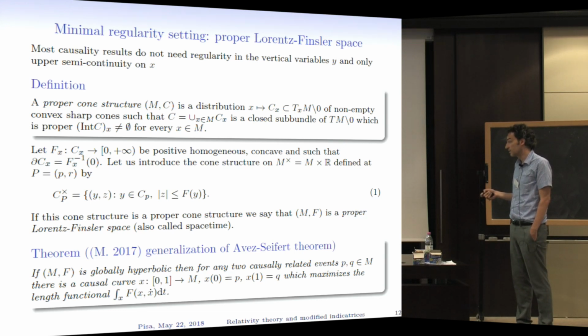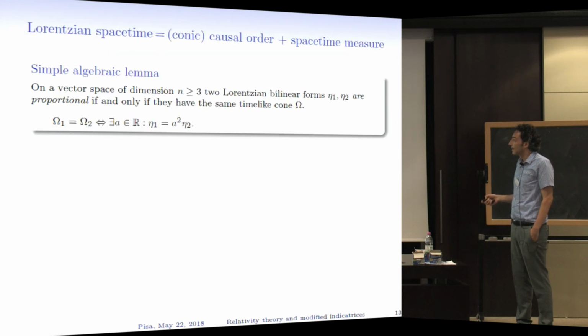An example is the generalization of the Avez-Seifert theorem. If the space-time is globally hyperbolic, then any two causally related events are connected by a causal curve that maximizes the proper time, the Lorentz-Finsler length. But I don't enter into the definition of global hyperbolicity. In fact, from now on, I study just geometry at a single point, on a single tangent space.